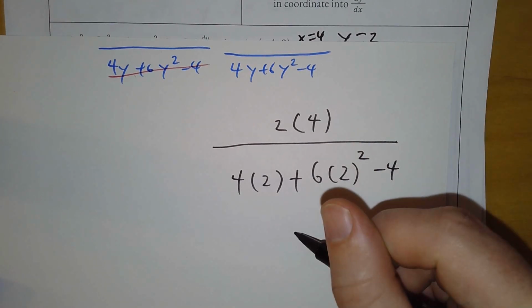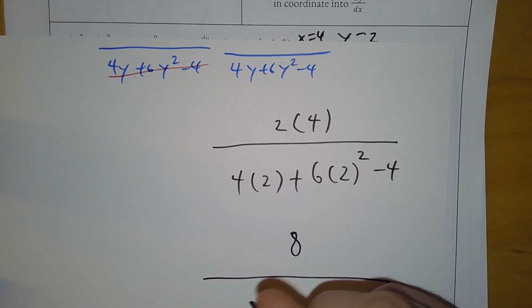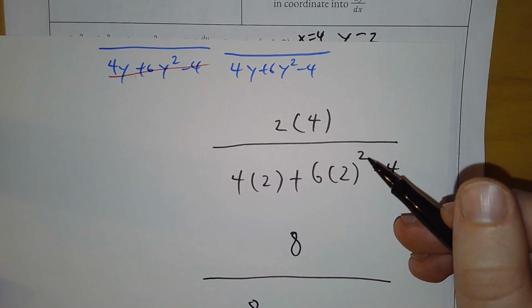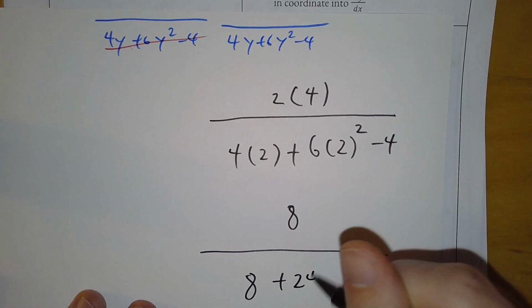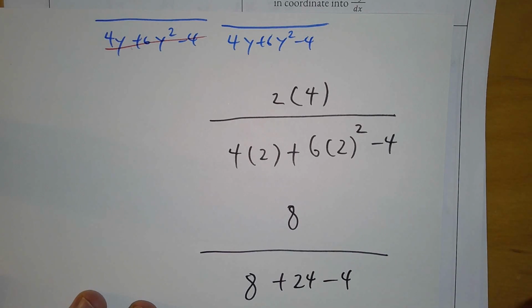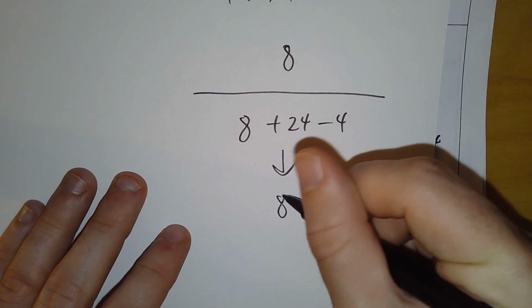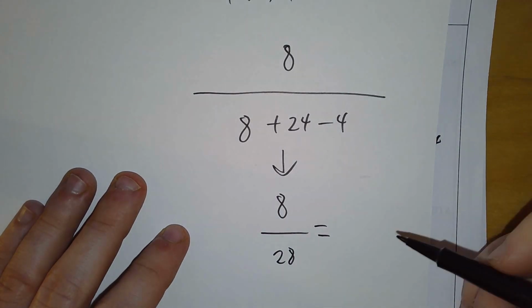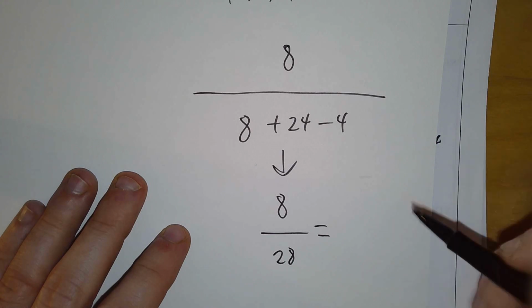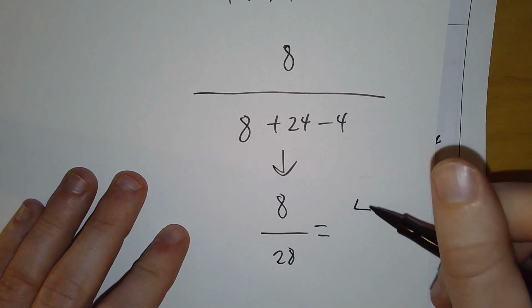2 times 4 is 8. 4 times 2 is 8. 2 squared is 4. 4 times 6, 24. Minus 4. That's what I'm seeing the most, just order of operations stuff. And so that goes down here to 8 over, that's 20 plus 8, 28. That'll simplify a little bit.